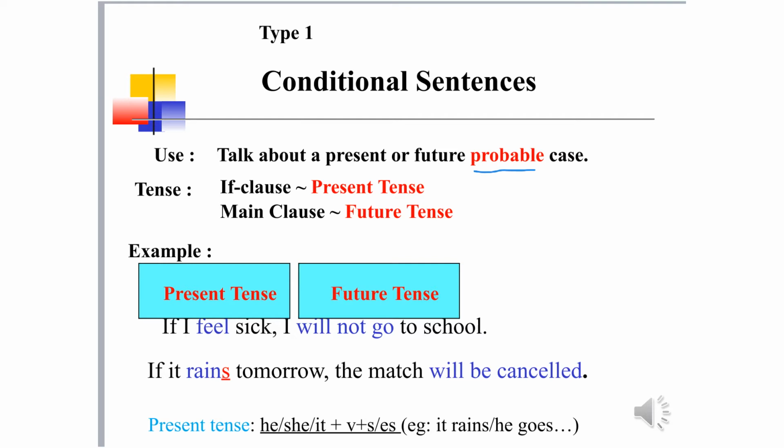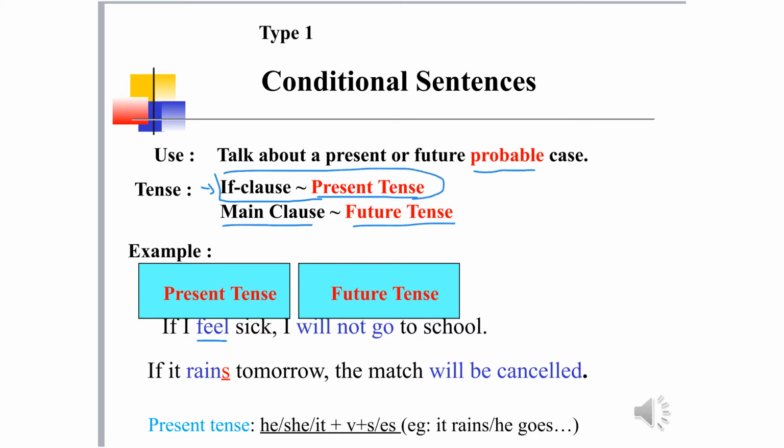For type 1, the tense is a bit different compared to type 0. For the if clause, the tense is present tense. For the main clause, we use future tense. Pay attention to that. So here is an example. If I feel sick, pay attention to if, for the if clause we use present tense.